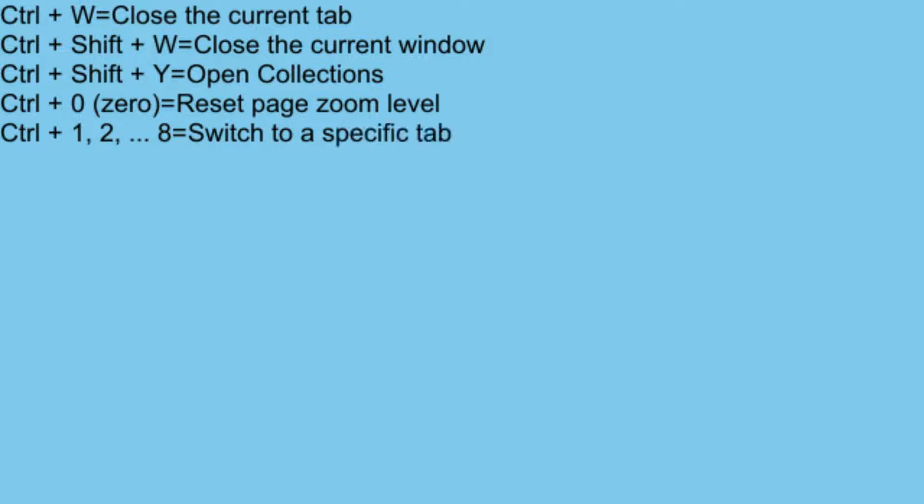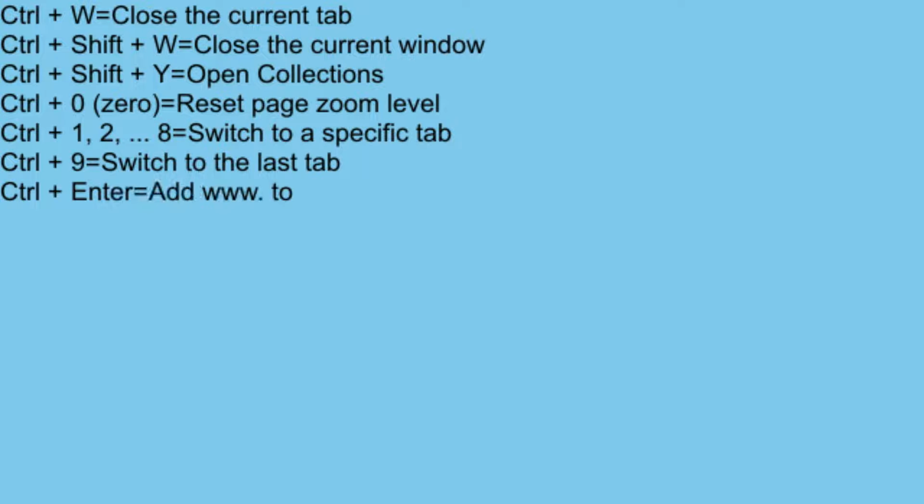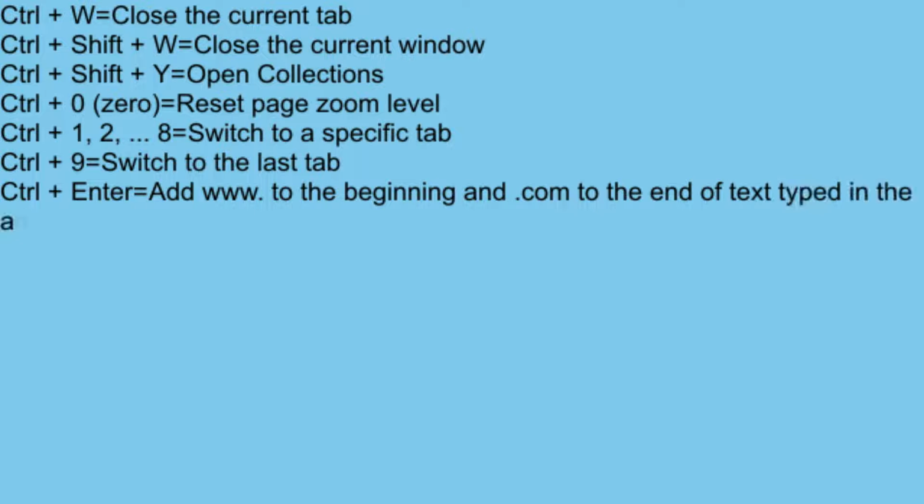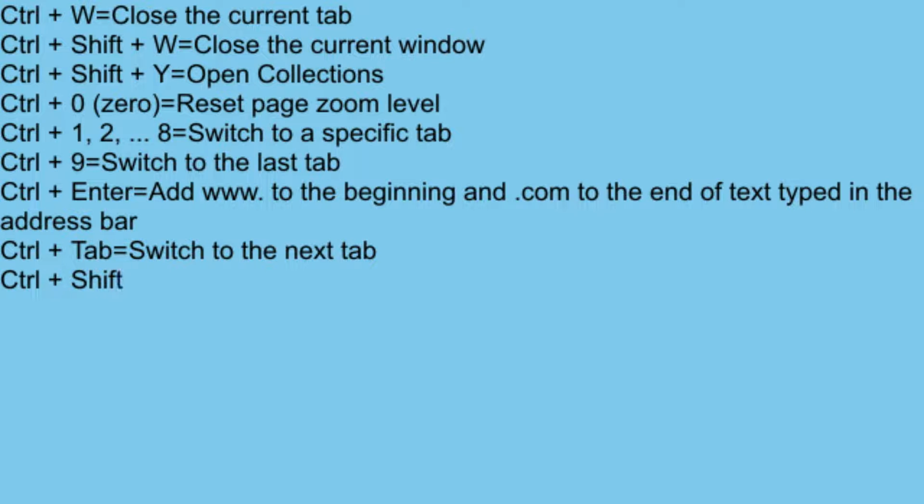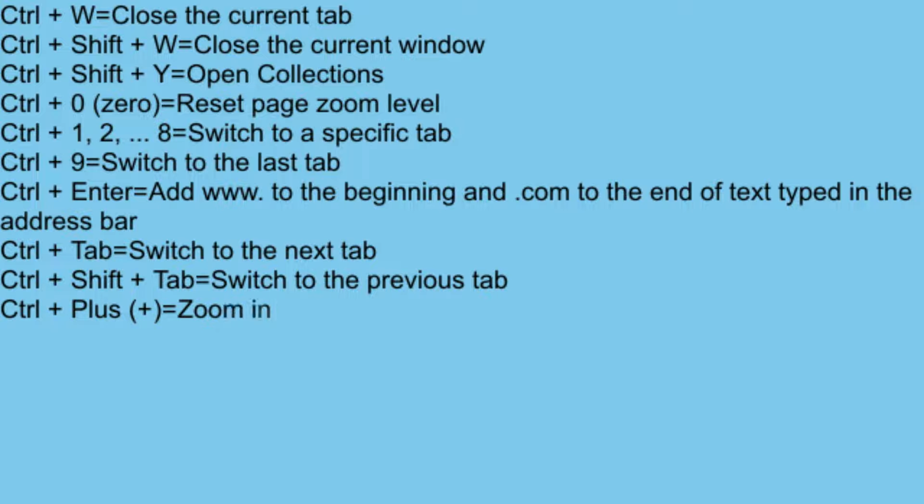Control-1 through 8 equals switch to a specific tab. Control-9 equals switch to the last tab. Control-Enter equals add www. to the beginning and .com to the end of text typed in the address bar. Control-Tab equals switch to the next tab. Control-Shift-Tab equals switch to the previous tab. Control-plus equals zoom in. Control-minus equals zoom out.